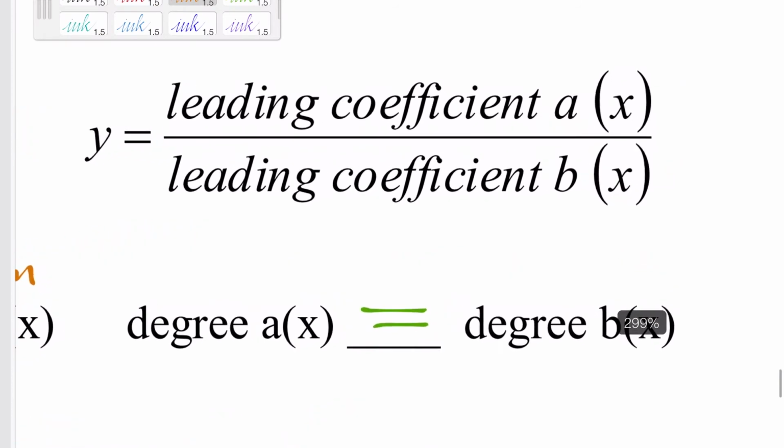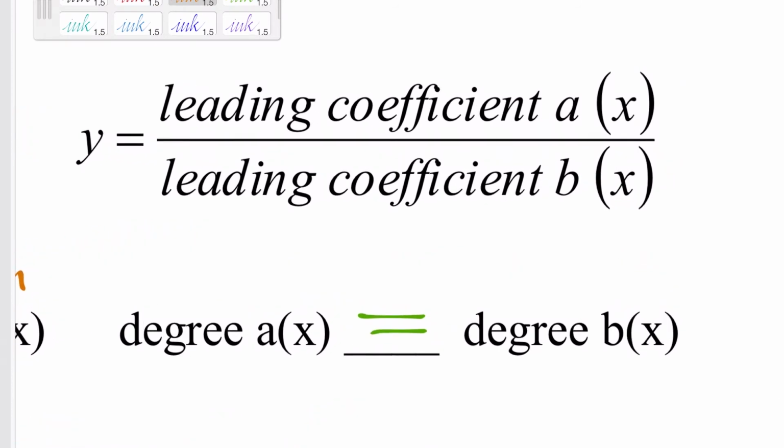And then we have our last one. If the degrees of the denominator and the numerator are both the same, say x squared over x squared or x cubed over x cubed, and those are the highest exponents, then we divide our leading coefficients. We take the leading coefficient of the top and divide it by the leading coefficient of the bottom, and that gives the y equals line.